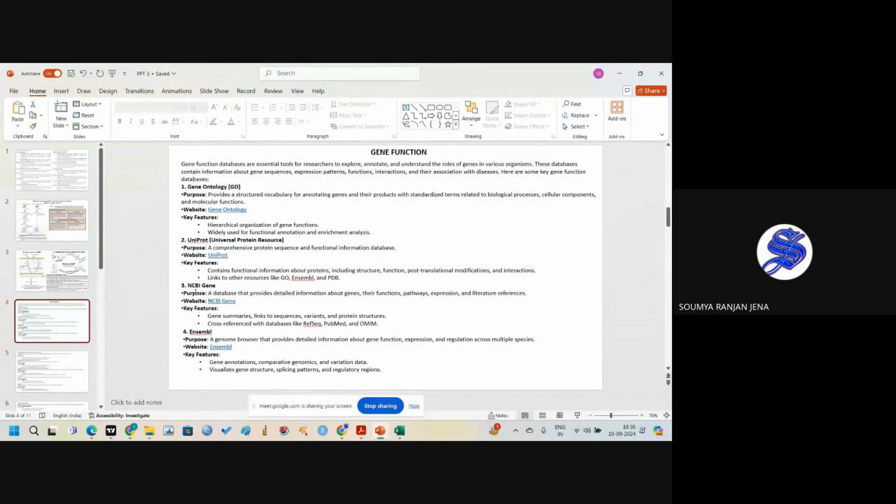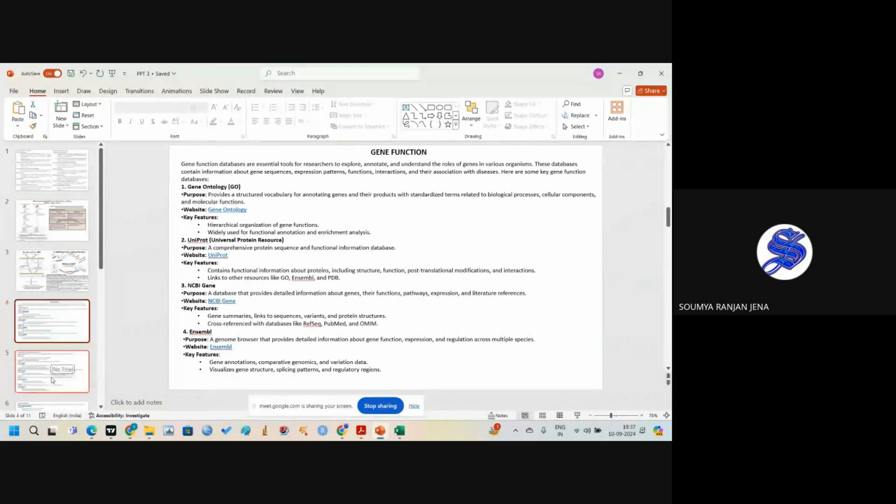These are called large databases. One is for protein, which is UniProt, and another one is NCBI Gene. Then the third is Ensembl. This is a genome browser that provides detailed information about gene function, expression, and regulation across multiple species. The key features are gene annotation, comparative genomics, and variation data, and it can visualize gene structure, splicing patterns, how this splicing will occur, whether it is a single splicing or multiple splicing mechanism, and regulatory regions.